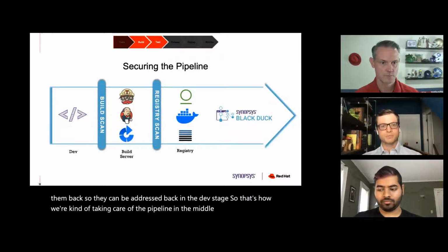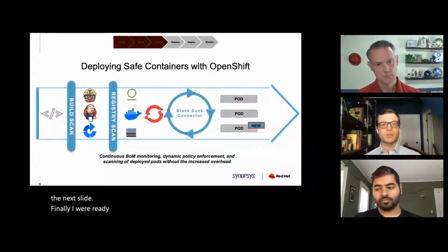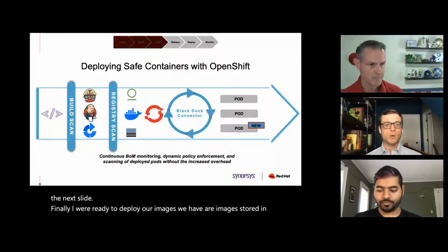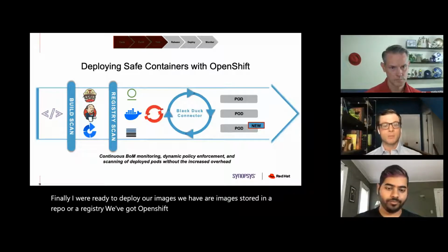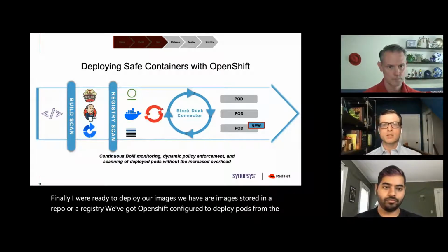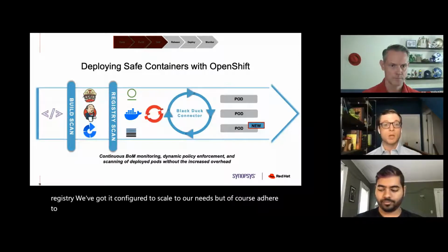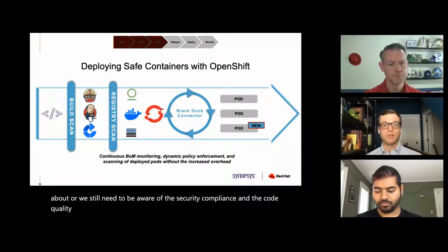Now on the next slide, finally, we're ready to deploy our images. We have our images stored in a repo or a registry. We've got OpenShift configured to deploy pods from the registry. We've got it configured to scale to our needs, but of course, adhere to our resource limitations, for example. But we still need to be aware of the security, the compliance, and the code quality issues that are involved with these containers or these images that we're going to be deploying.